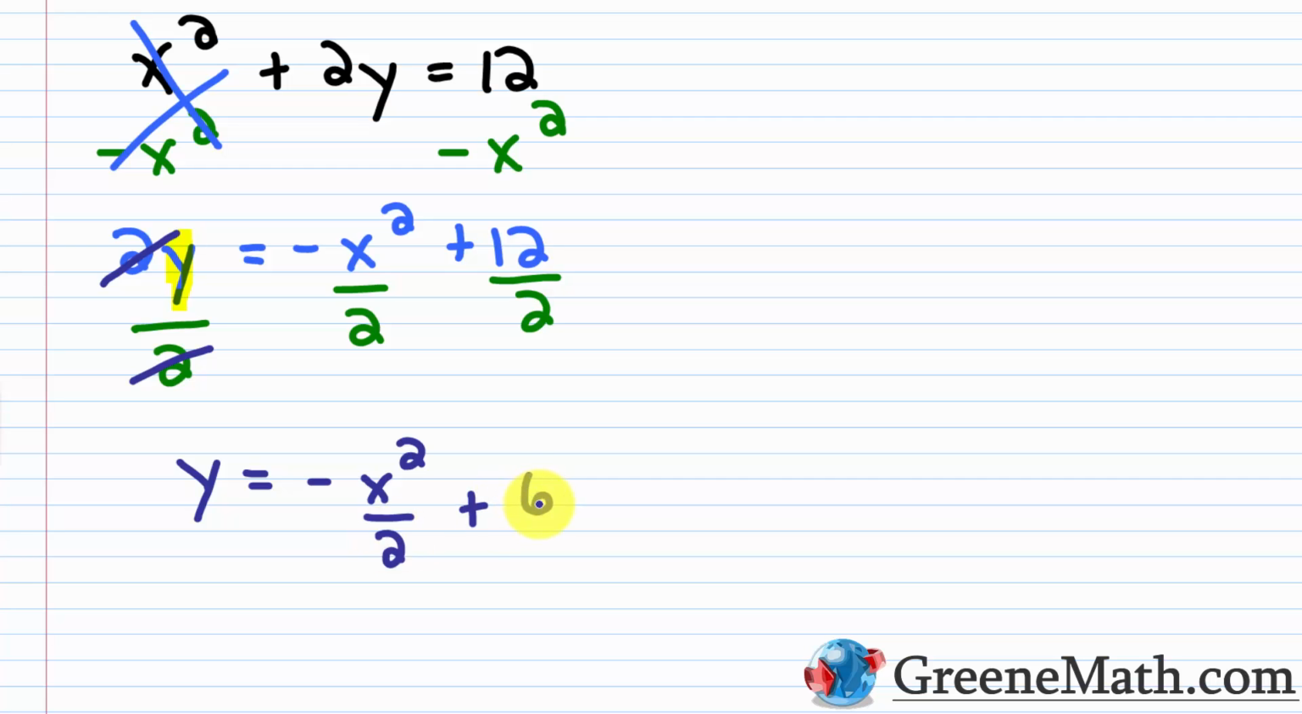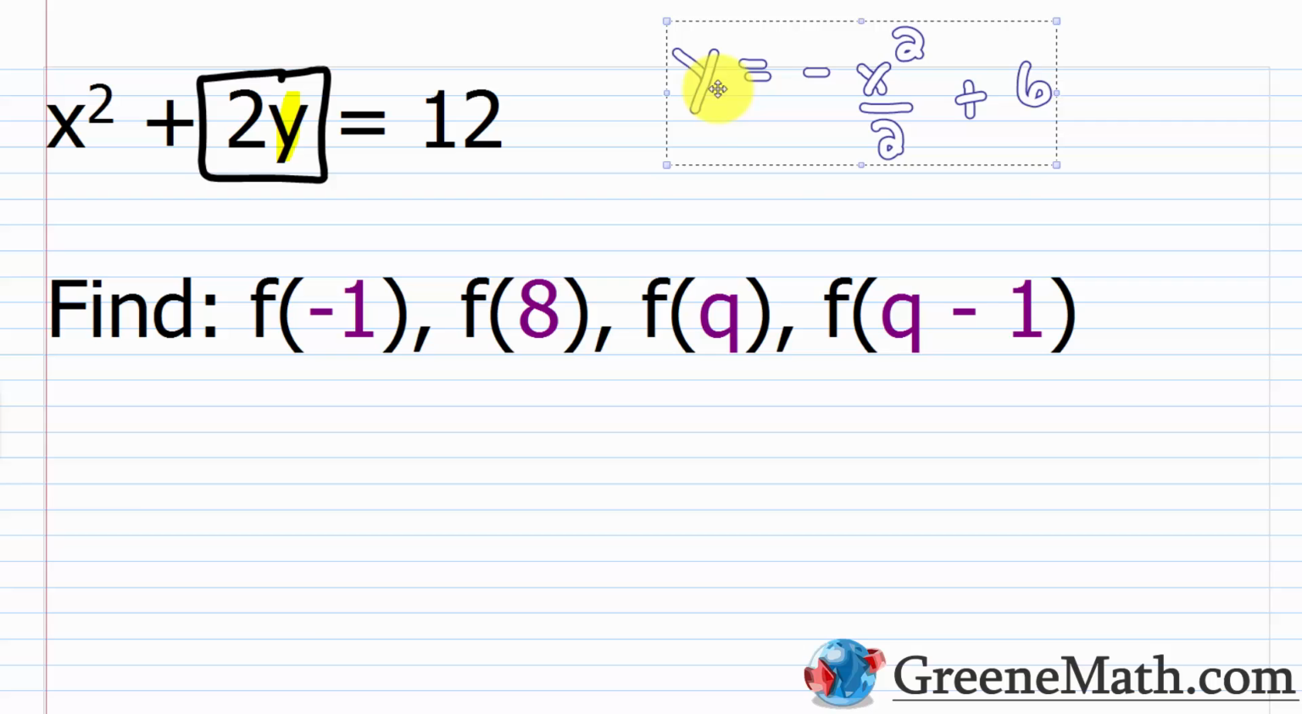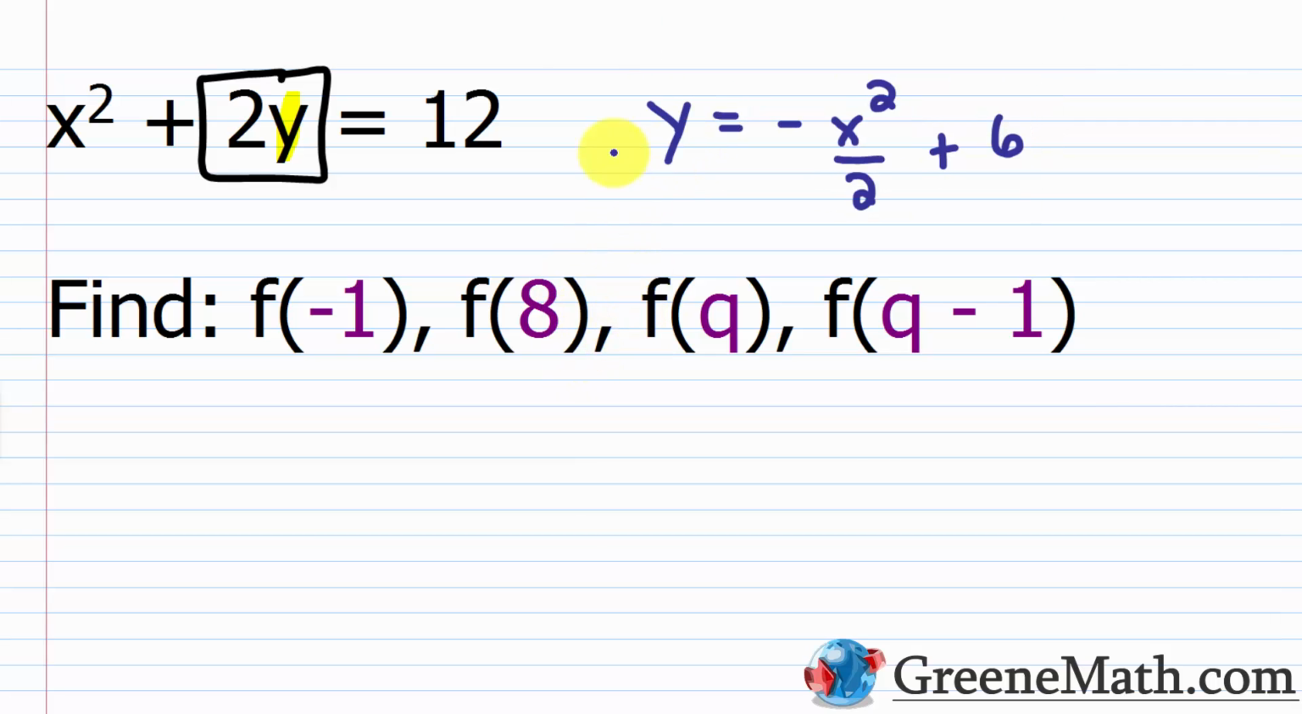Let's erase everything and copy this. So let me just paste this in right here. And I'm just going to put a visible border here. So we started with x squared plus 2y equals 12. I can erase all this now. We solved it for y. We get y equals negative x squared over 2 plus 6.